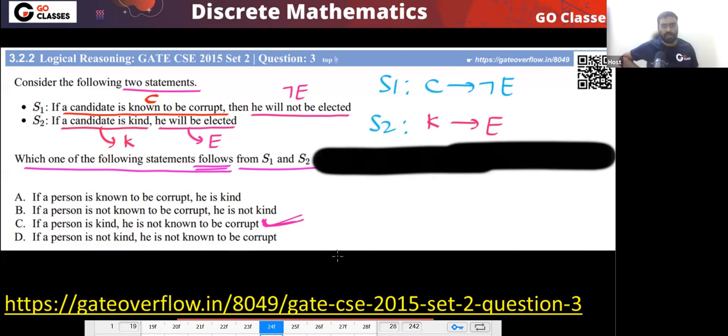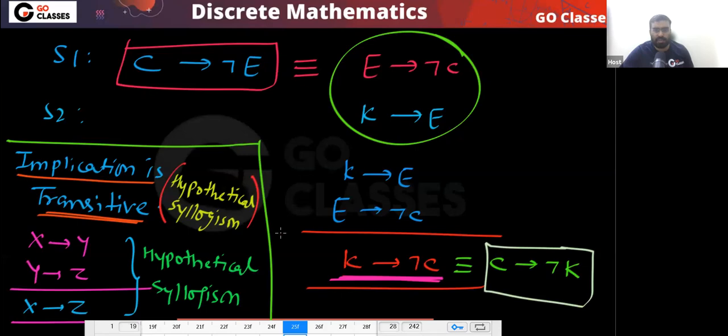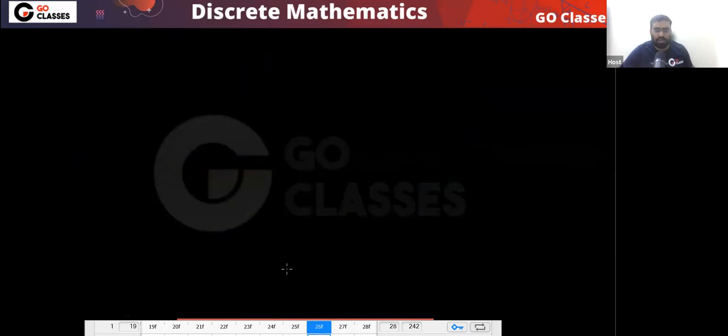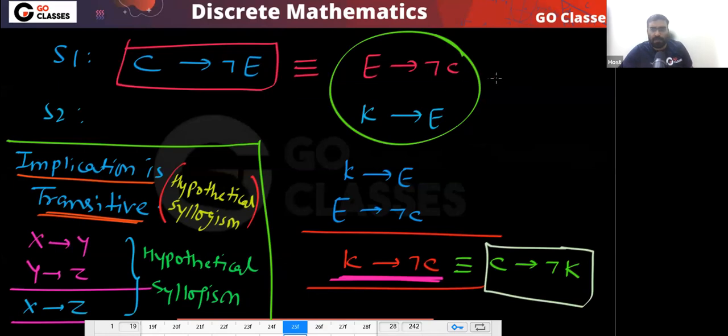Yes or no? Is this clear to everyone? So if a person is kind, he is not known to be corrupt. Please let me know, did you understand this? The question is very simple. Two statements are given to you, and the question is asking what we can infer from these two statements. Remember, S1 is given to you. This statement on your screen is called S1.